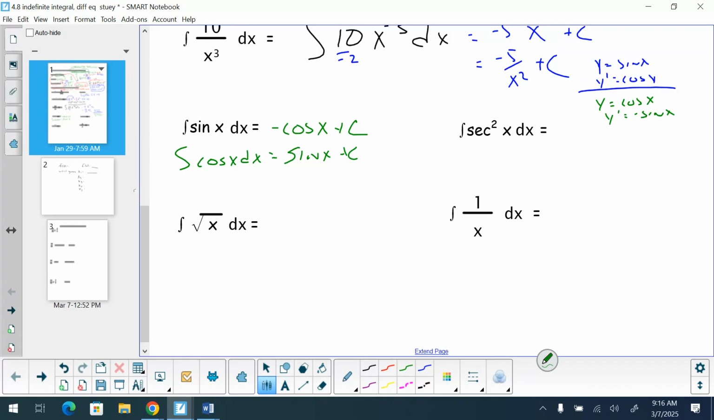Secant squared. What do we take the derivative of to get secant squared? Tangent, very good. Tangent of x plus c. Take the derivative of tangent, it came down to secant squared. So the antiderivative of secant squared would be tangent. Let's see here, square root of x.